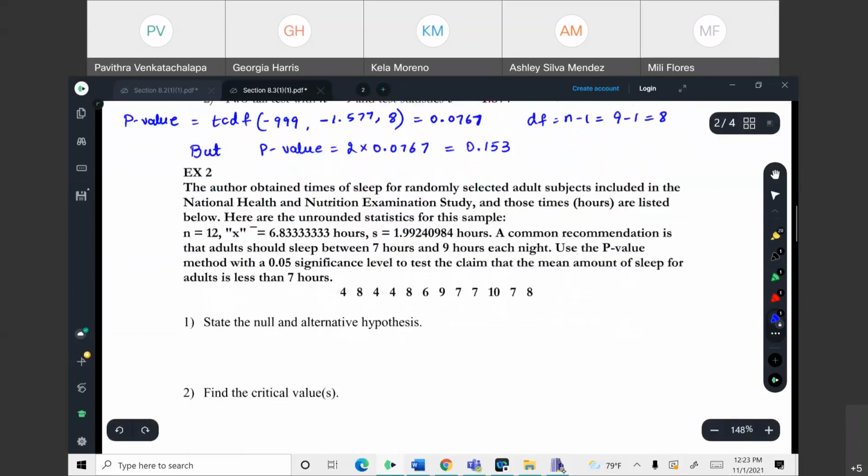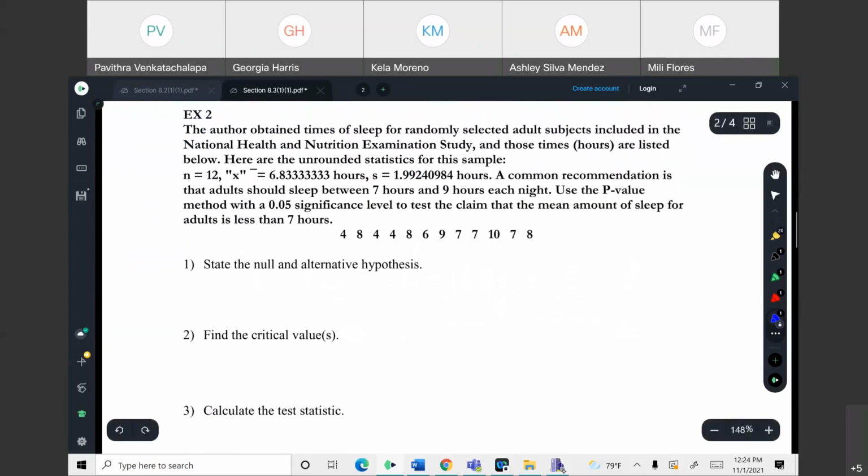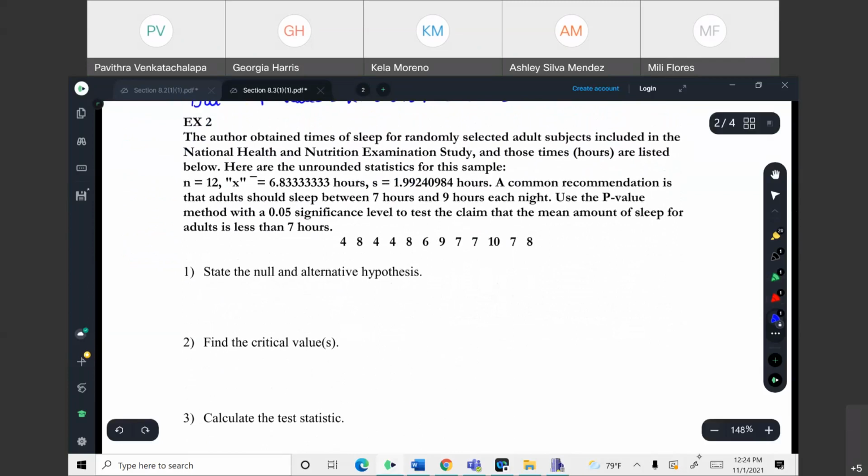Okay. Now let's do another example, testing a claim. We have a set of numbers and some given data. So let's find out what the given data is. n is given, which is equal to 12 here. x bar is given. X bar is equal to 6.83333. Use all the numbers because they have not rounded it up.